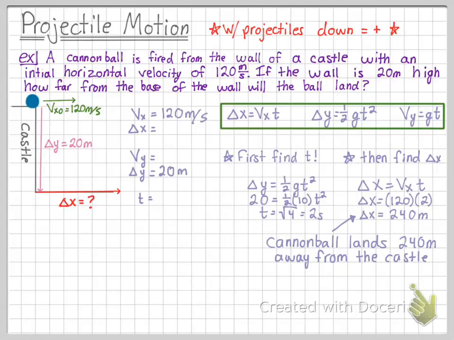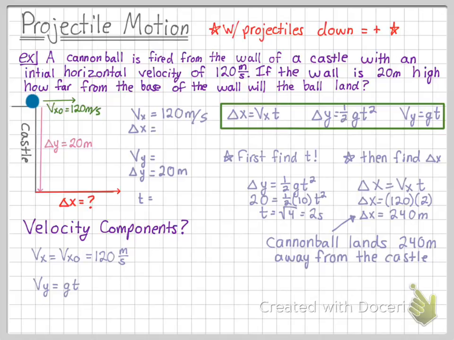What if we were asked to find the velocity components of the cannonball as it hit the ground? We know that the velocity is constant in the x direction, so the velocity in the x direction is still going to be 120 meters per second. To find the vertical velocity component, we can use our y equation, and we find that the velocity is 20 meters per second as the cannonball hits the ground.